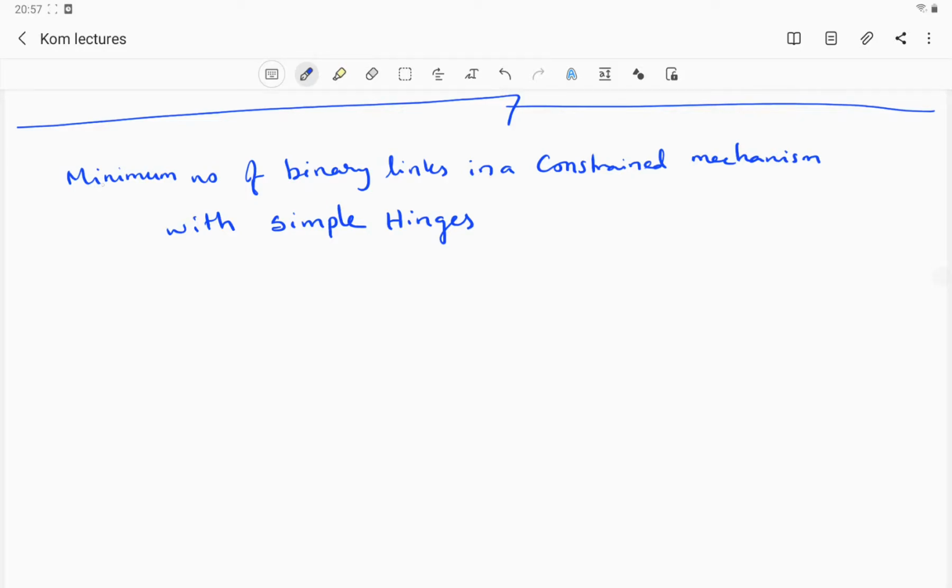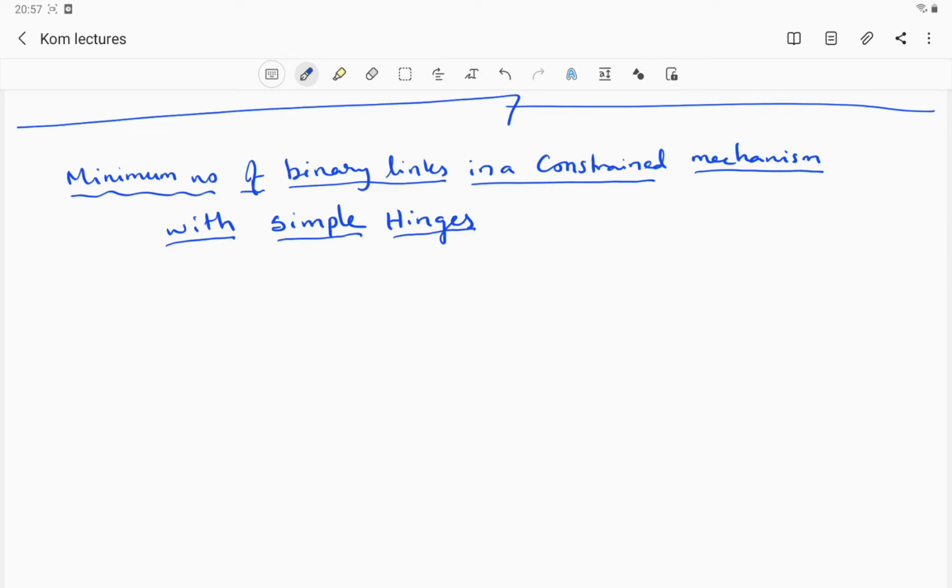So in this video, what we are going to see is the following: the minimum number of binary links in a constrained mechanism. Constrained mechanism means the degrees of freedom is 1. So the constrained mechanism with simple hinges. What's the minimum number of binary links? That's what we are going to identify.